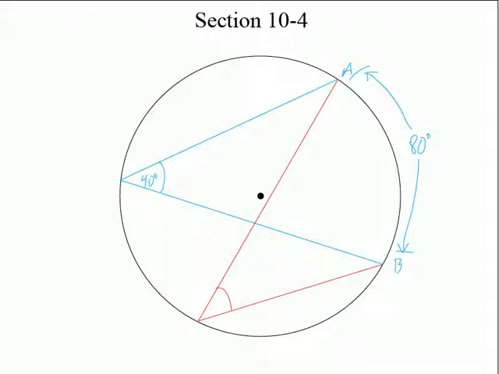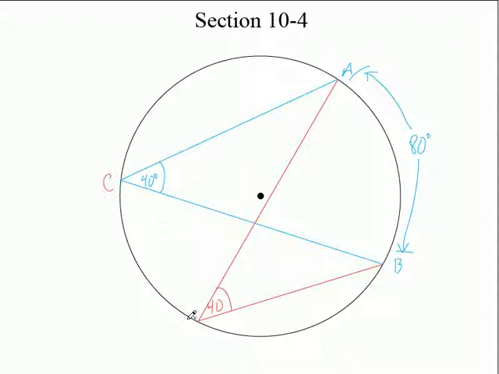All right. If that's 80, what's the red one going to be? It's going to be 40 as well, because it cuts off what? The same arc. Do you see it? So they're both cutting off the same arc, so they both have to be what? Half of the same thing. So if they're half the same thing, what must be true about the relationship between the two of them? They got to be equal to each other.